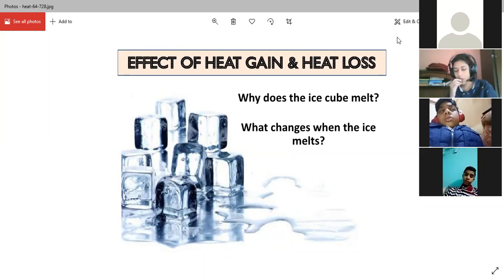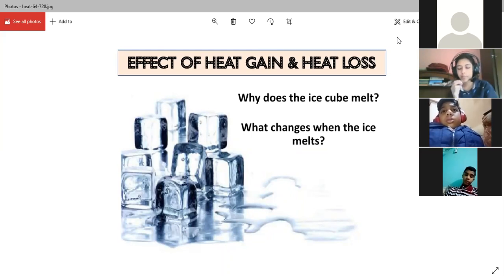So first of all, the mandatory thing is that heat gain can cause the temperature of an object to increase and heat loss can cause the temperature to fall. All right. Again, I'm repeating this. It is also written on page 191 that heat gain can cause the temperature of an object to increase and heat loss can cause the temperature to fall. Now, this is the same thing that we did in the previous class as well.